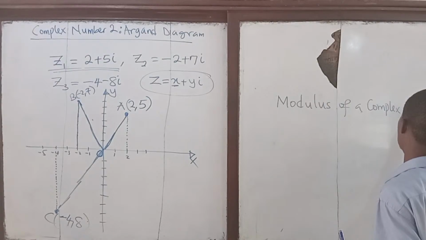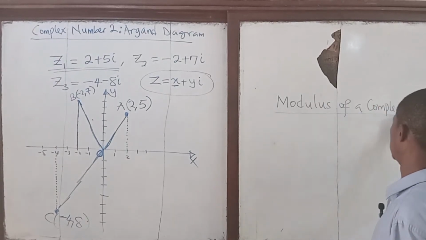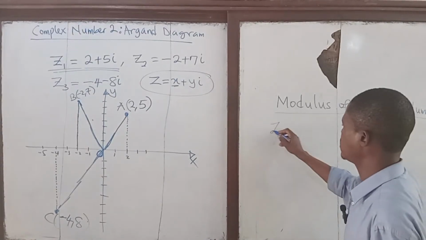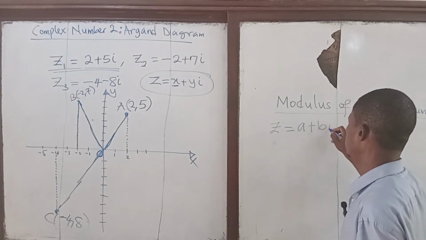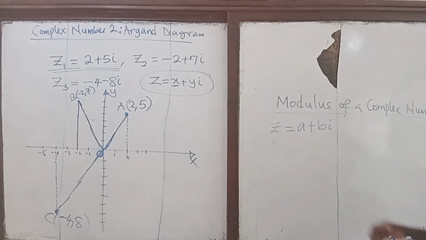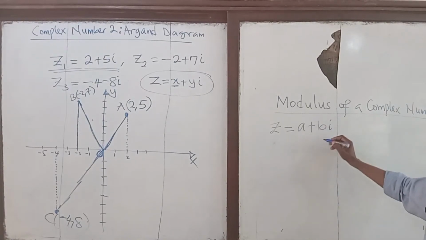Modulus of a complex number. Imagine you have a complex number z equal to a plus bi. Let's imagine that's your complex number. a is the real part. The one that has the i is the imaginary part.